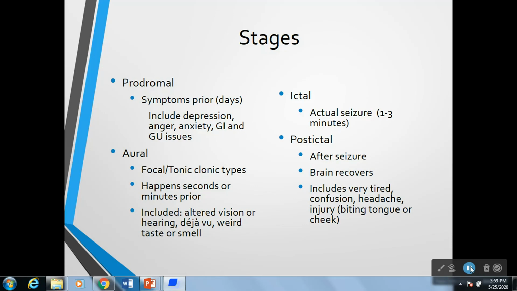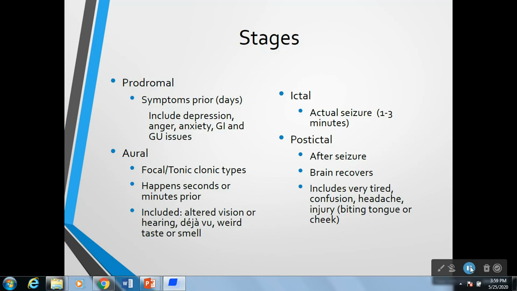Ictal is during a seizure. It can last anywhere from 1 to 3 minutes. The patient may have some apneic breathing at times. If this lasts longer than 5 minutes and or another seizure begins back to back, this is called status epilepticus. We will discuss that a little bit later.